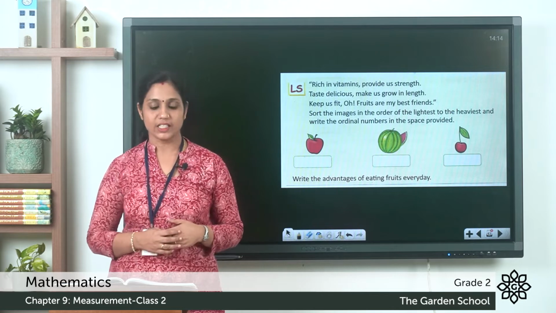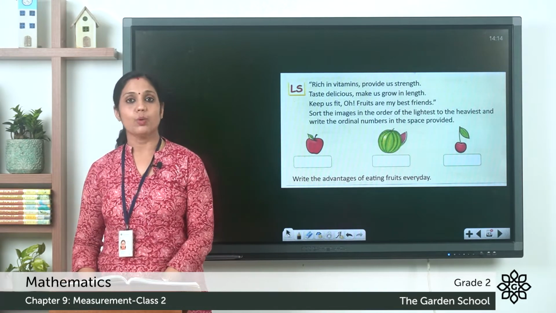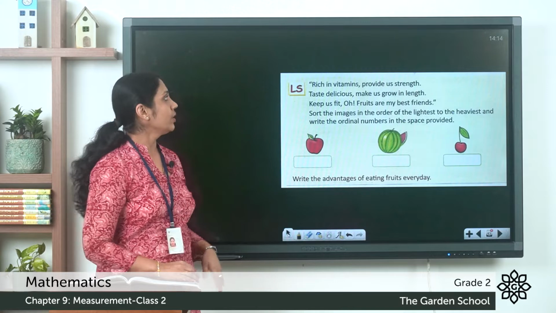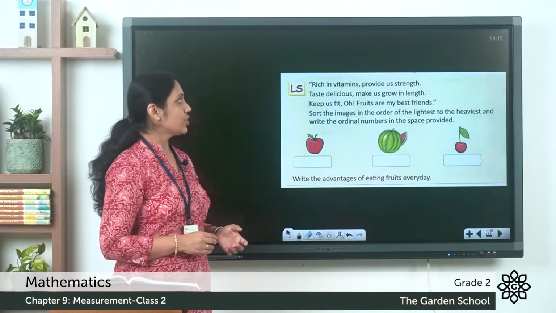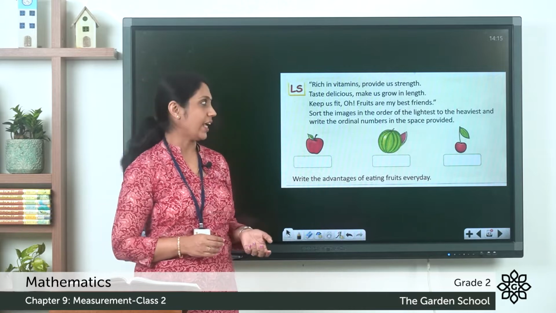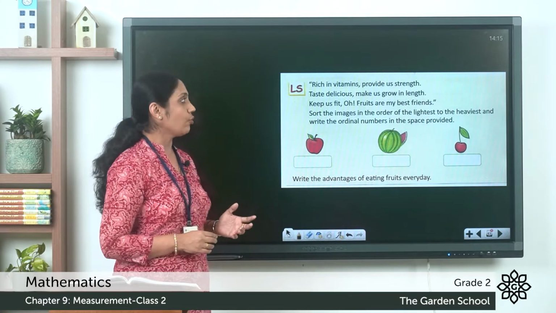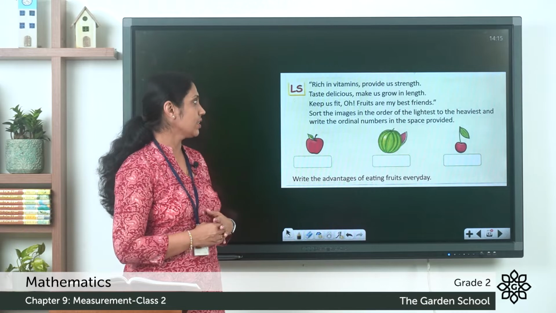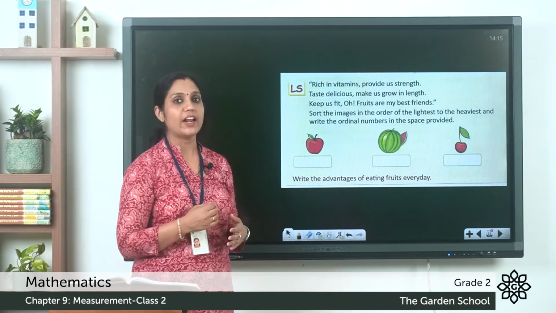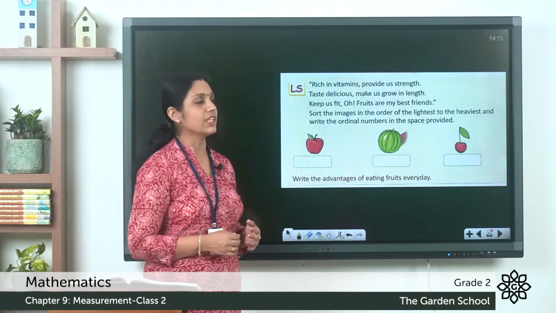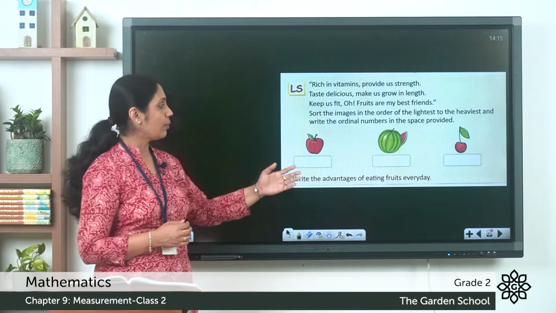Next, in your text, we have in page number 131. Rich in vitamins provide us strength. Taste delicious, make us grow in length. Keep us fit. Oh, fruits are my best friends. Sort the images in the order of the lightest to the heaviest and write the ordinal numbers in the space provided. So it's all about fruits.